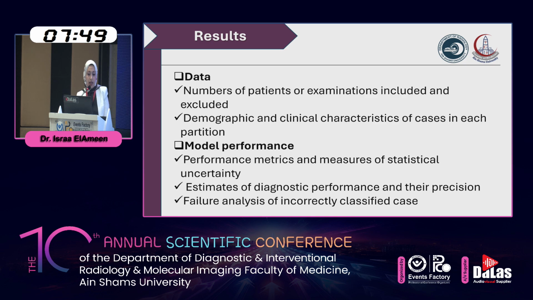Okay, and here is the results part. At first, it's very important to let us know your inclusion criteria and exclusion criteria regarding the patients and the examination. And this is best demonstrated in a flow chart to let us know exactly how you started and why you decided to exclude whatsoever regarding the patients or the examination. It's very important to talk about the demographic and clinical characteristics of cases in each partition. And if there is a clinical or demographic difference, you also have to mention this.